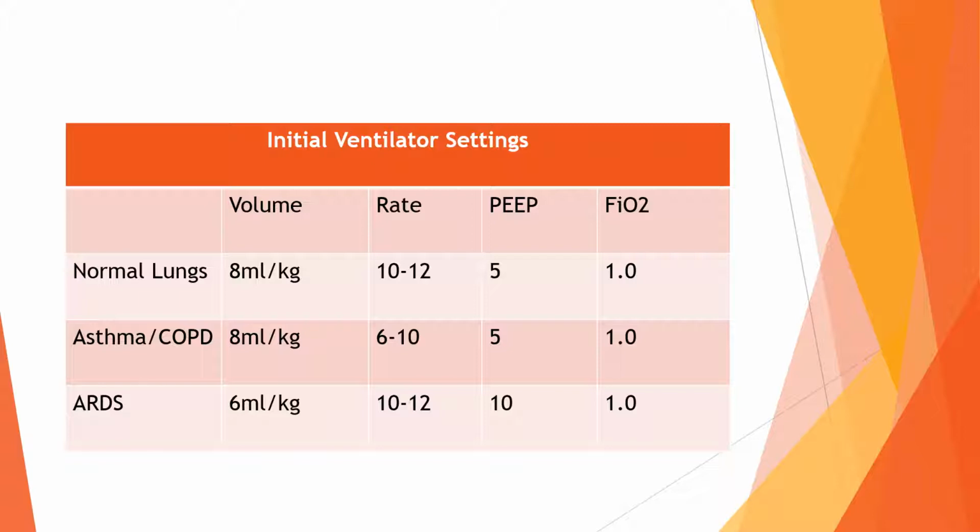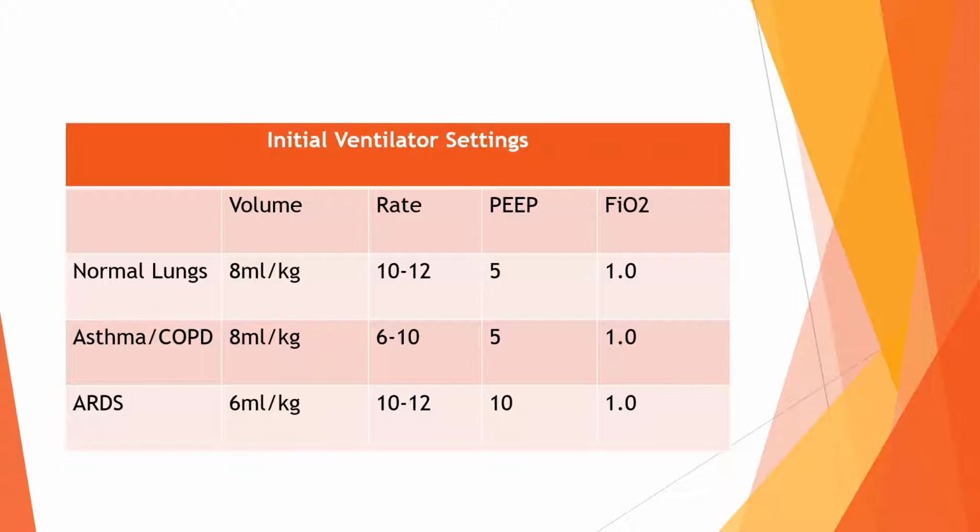Now in ARDS, it's a little bit different because your goals are to ensure that you can get as much recruitment as you can of alveoli, to avoid atelectasis, and to achieve adequate oxygenation. So here, your volume will be lower, 6 milliliters per kilogram, a rate of about 10 to 12, and your PEEP will be significantly higher. You can start around 8 to 10 and work your way upwards as needed. Your FiO2 here will also be 100%, and you will titrate as a patient can tolerate.